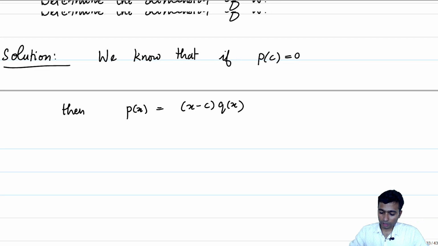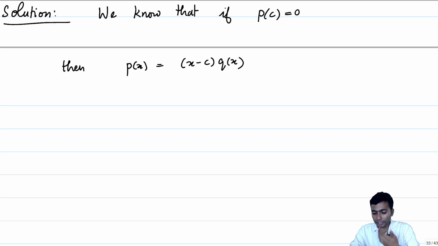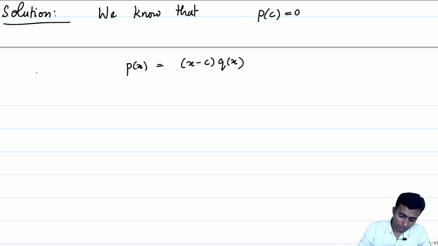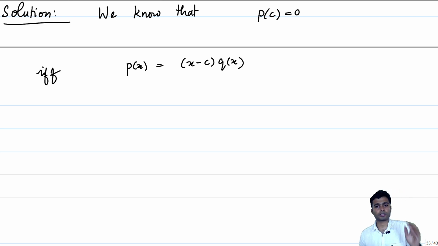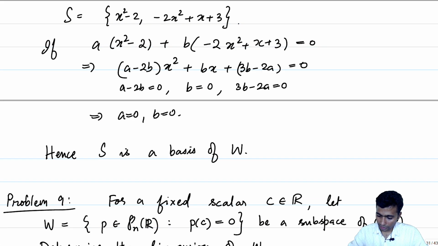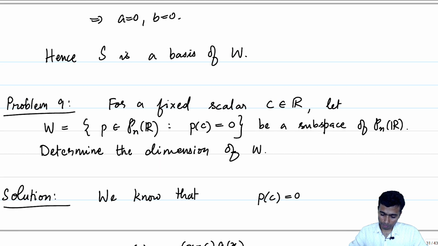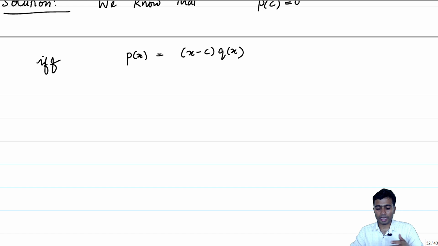So this is exactly what our P of X will look like. In particular, any polynomial of the type X minus C times Q of X will satisfy the condition that it vanishes at C. So it's if and only if in some sense: P of C is 0 if and only if this is the case. If you look at Q of X varying over all polynomials of degree 0 up to n minus 1, where Pn of R is up to degree n, we should be able to get hold of all of these. So that gives us a natural candidate.